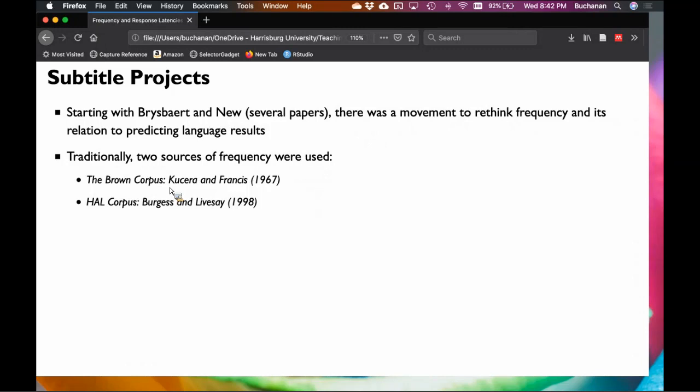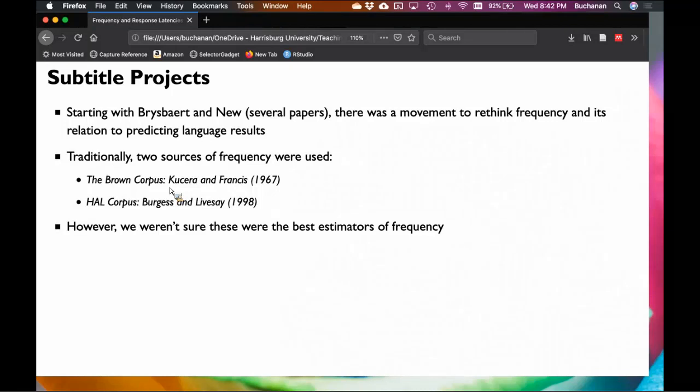But what Brysbaert and New were arguing was, the Brown corpus is from the 60s, here we are, nearly 60 years later. Can I math? Yeah, something like that. 30, plus 50. Yeah, so it's close to 60. And there's just no reason to believe that those word frequencies are representative of the way we use English now, especially because the Brown corpus is only about a million words, and obviously there are corpora now that are way bigger. So instead, what can we use to estimate frequency to use as one of our predictive variables?